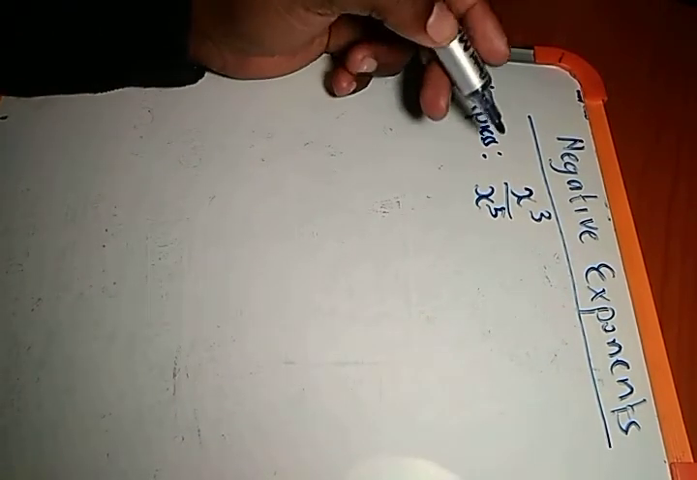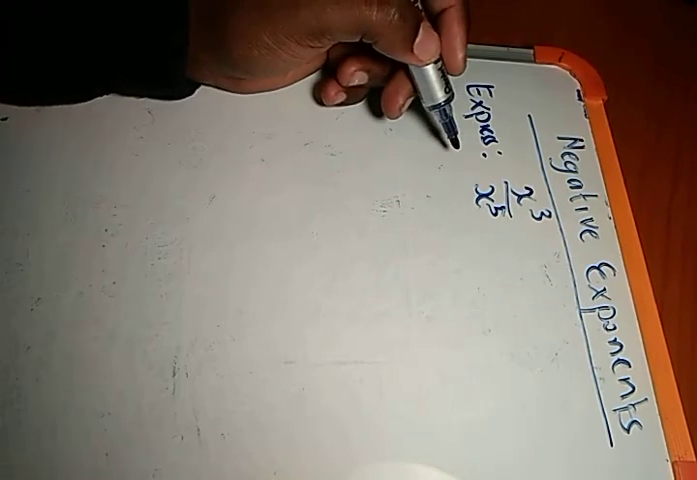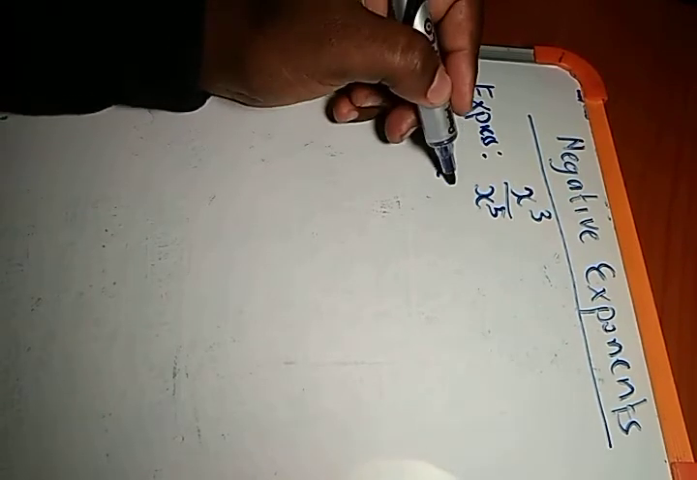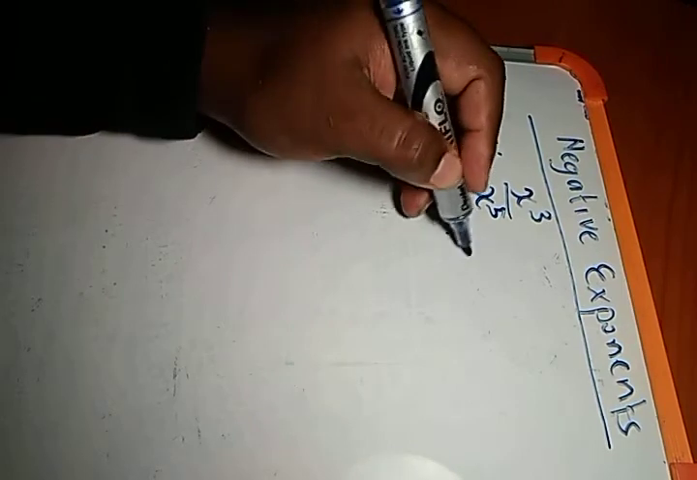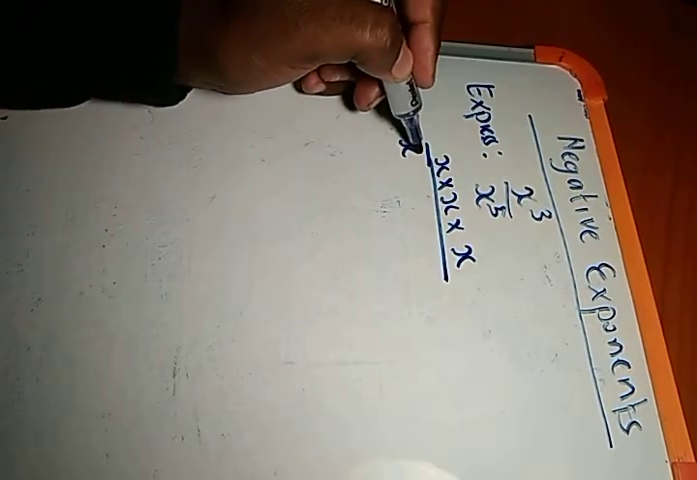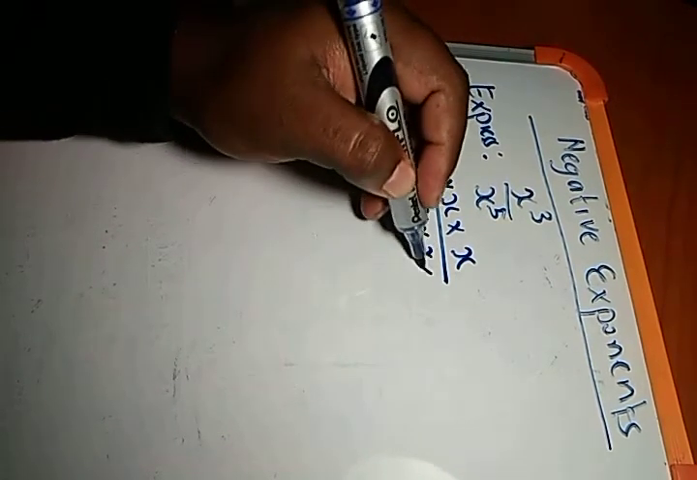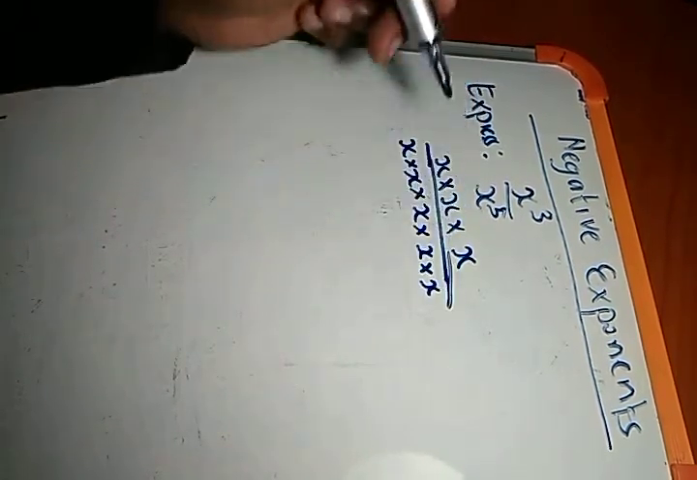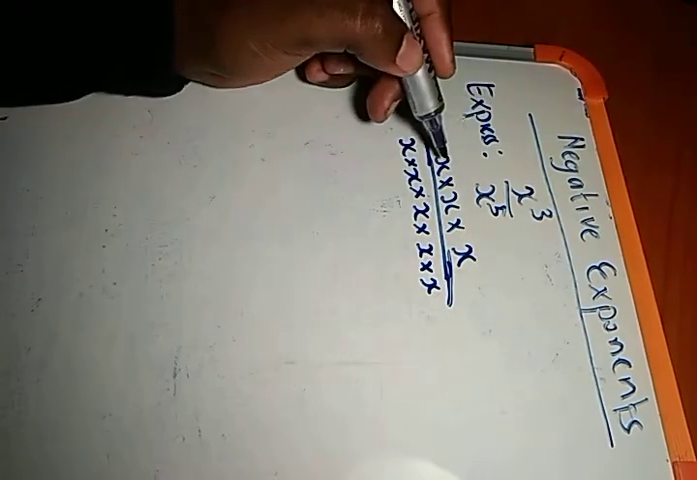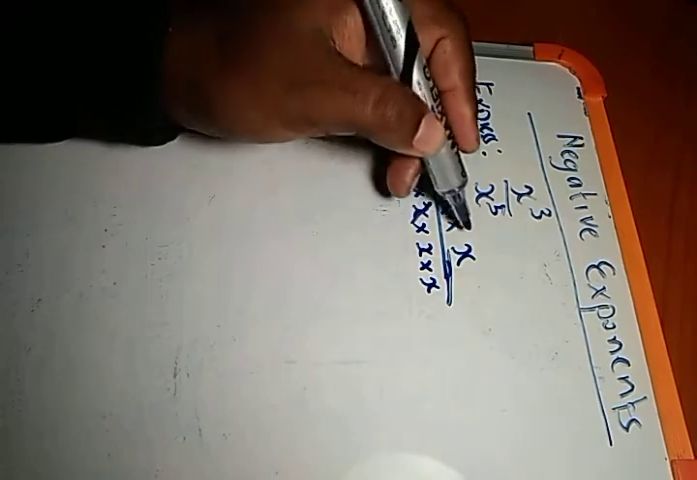Okay. So firstly, I just want to solve this problem in expanded form. So if I expand the numerator, I'll have x times x times x because it's x cubed. In the bottom, I'll have x times x times x times x times x. Okay, 5 x's. And then I will cancel like terms there because I've got the divide in between.